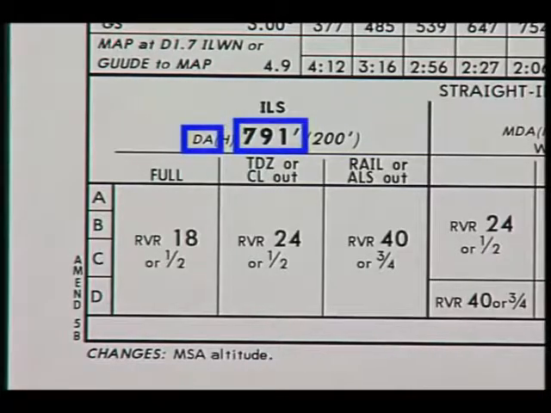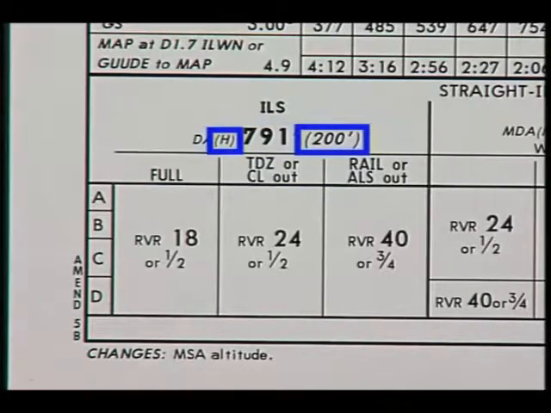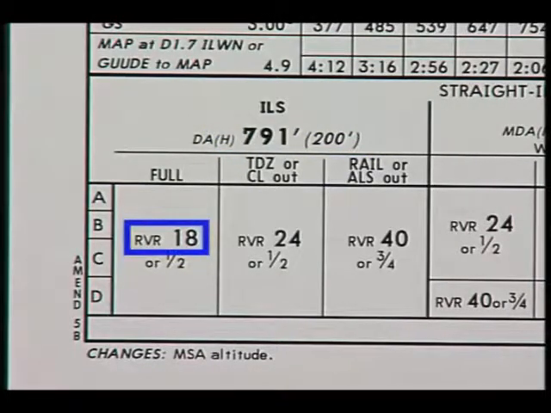The DA, or decision altitude, is the MSL altitude at which you must make your decision to execute a missed approach or to continue the approach. The DH, or decision height, is shown in feet AGL within the parentheses. For the full ILS, you also must have a touchdown runway visual range of 1,800 feet, or if RVR is not reported, a visibility of 1/2 statute mile.